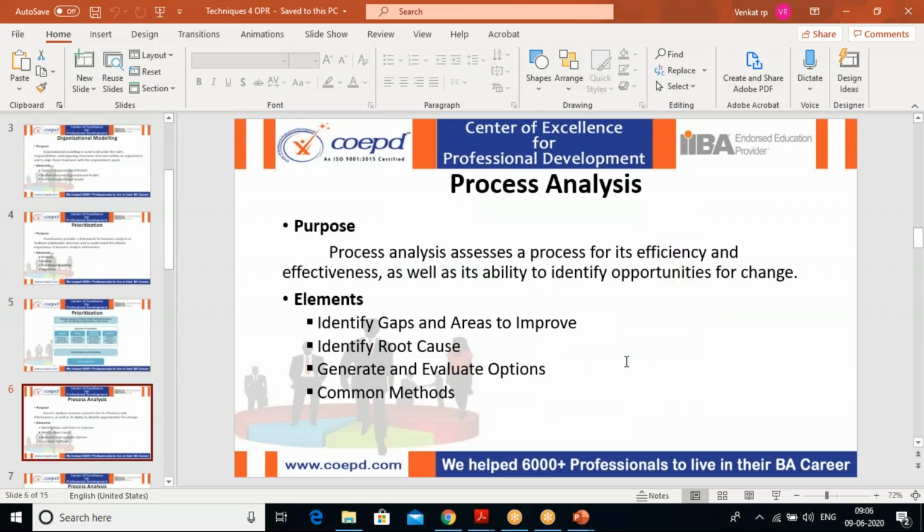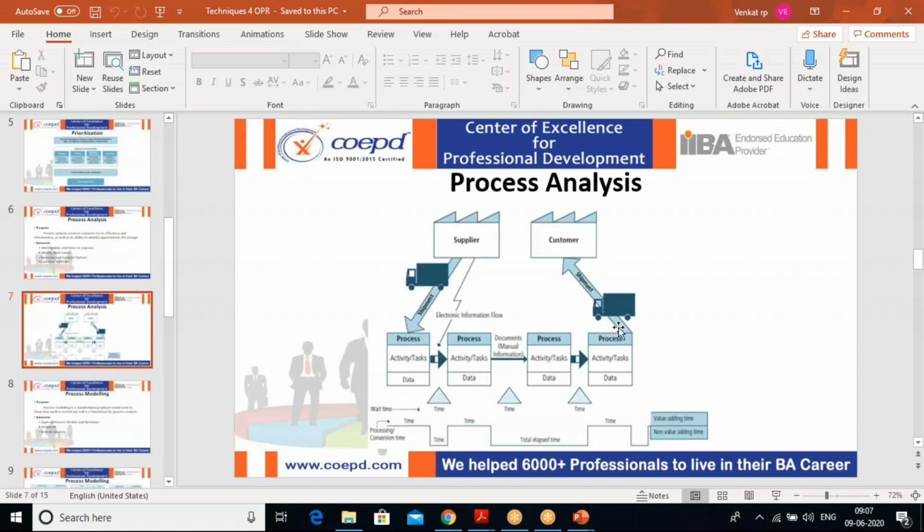Okay. And then we have process modeling. We have to understand the existing process analysis. For that you can take your BPM, business process model, understand the business process, and then identify the gaps and areas of improvement, then identify the root cause, and then come up with multiple options by which you can address it. And finally you can make the result happen. Process analysis you will understand in this particular way.